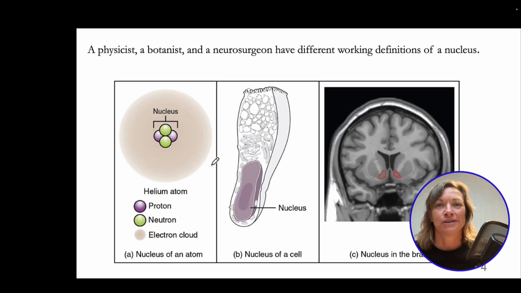It's funny when learning science in English, if you ask a physicist, a botanist, and a neurosurgeon, you'll get three different working definitions of what a nucleus is, right? So the nucleus of an atom, the nucleus of a cell, or a nucleus in the brain. And this is the one that we're talking about. I tried to come up with a joke, a physicist, a botanist, and a neurosurgeon walk into a bar. I didn't get anywhere. So there we are.